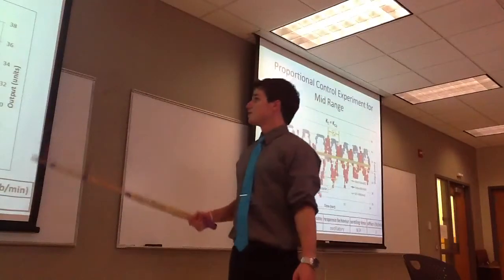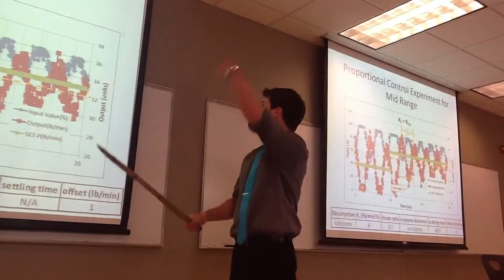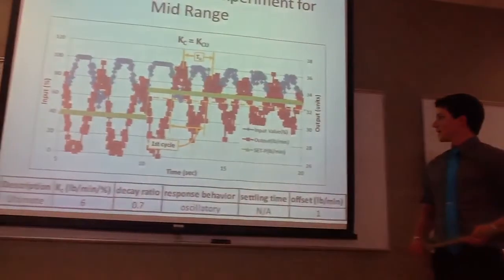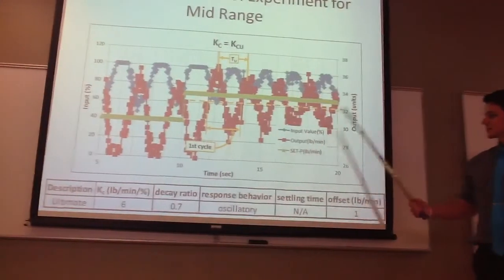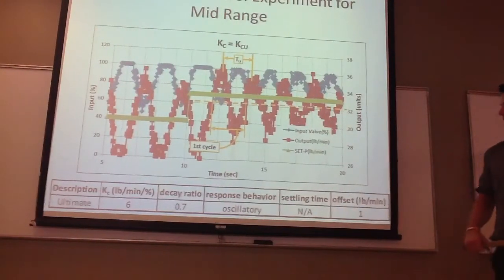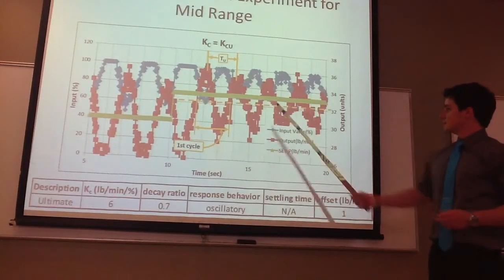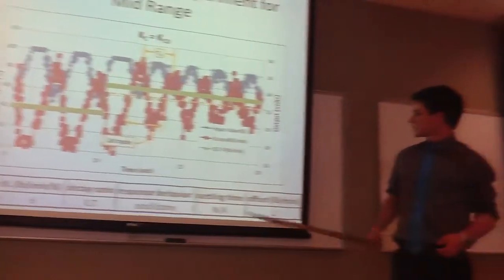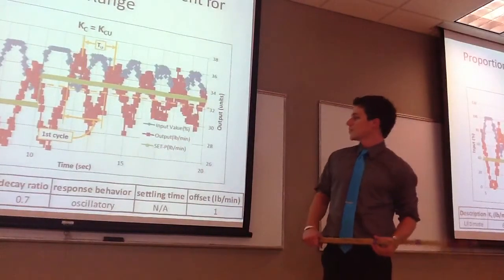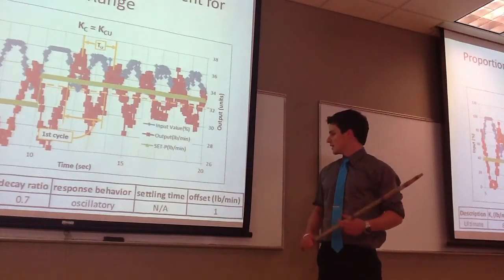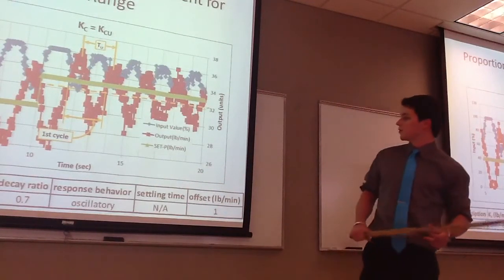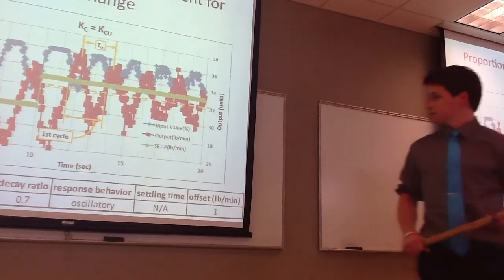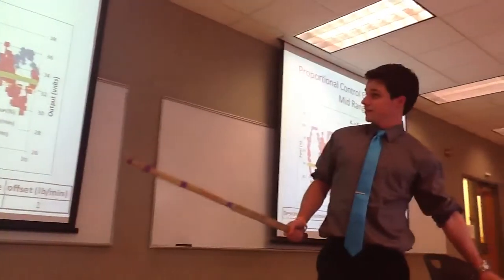This is an example of the proportional control experiment for the mid-range. This one was for the ultimate gain, which was found to be 6 from the previous model. And the TU can be used for the ultimate one to find the ultimate frequency. That will be listed later for all of the experiments. And then the offset was found to be 1. And that first cycle label means absolutely nothing for this.